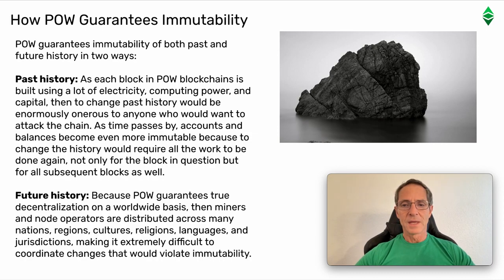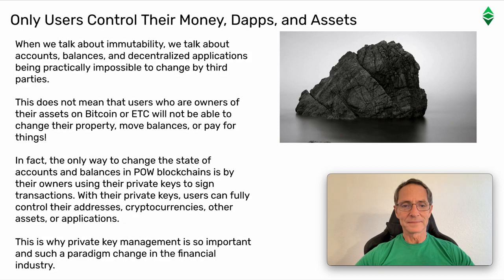Future history. Because Proof of Work guarantees true decentralization on a worldwide basis, then miners and node operators are distributed across many nations, regions, cultures, religions, languages, and jurisdictions, making it extremely difficult to coordinate changes that would violate immutability.